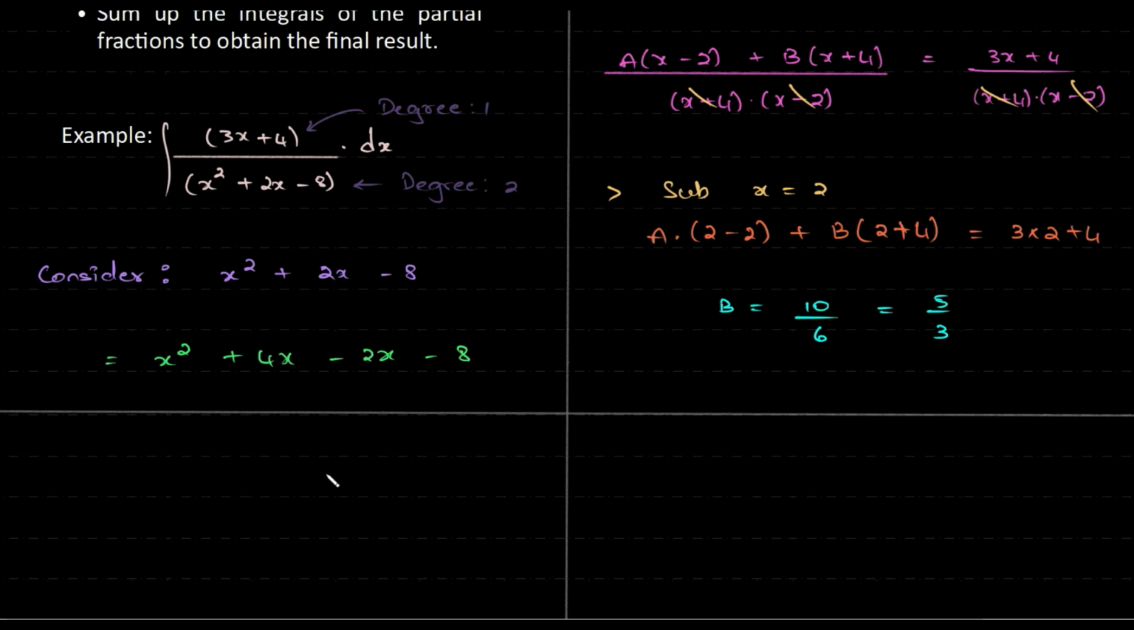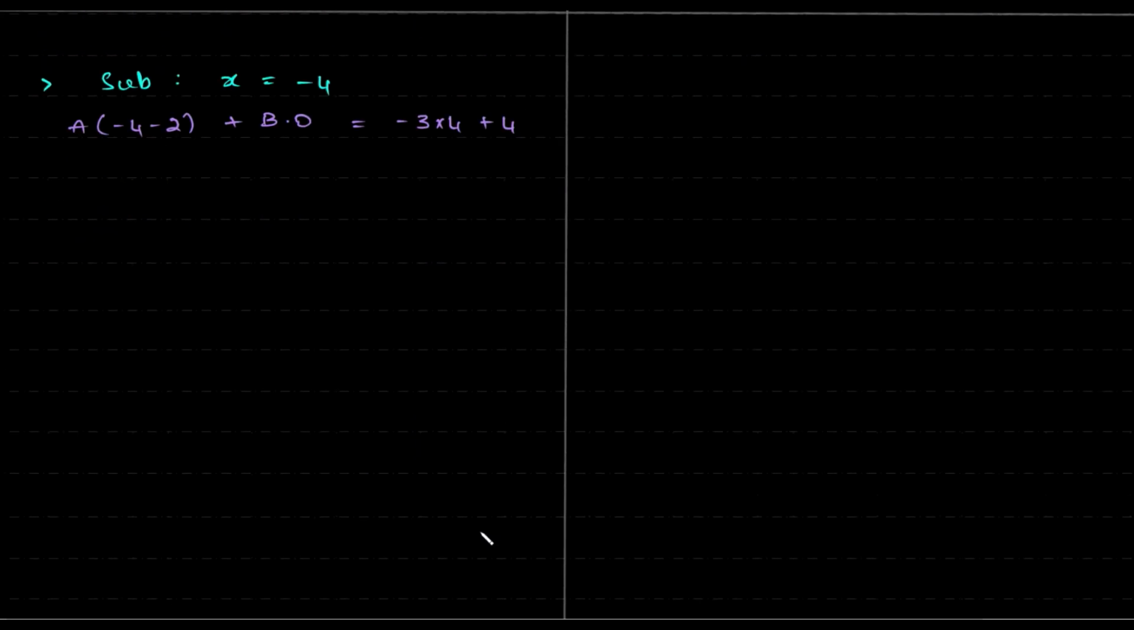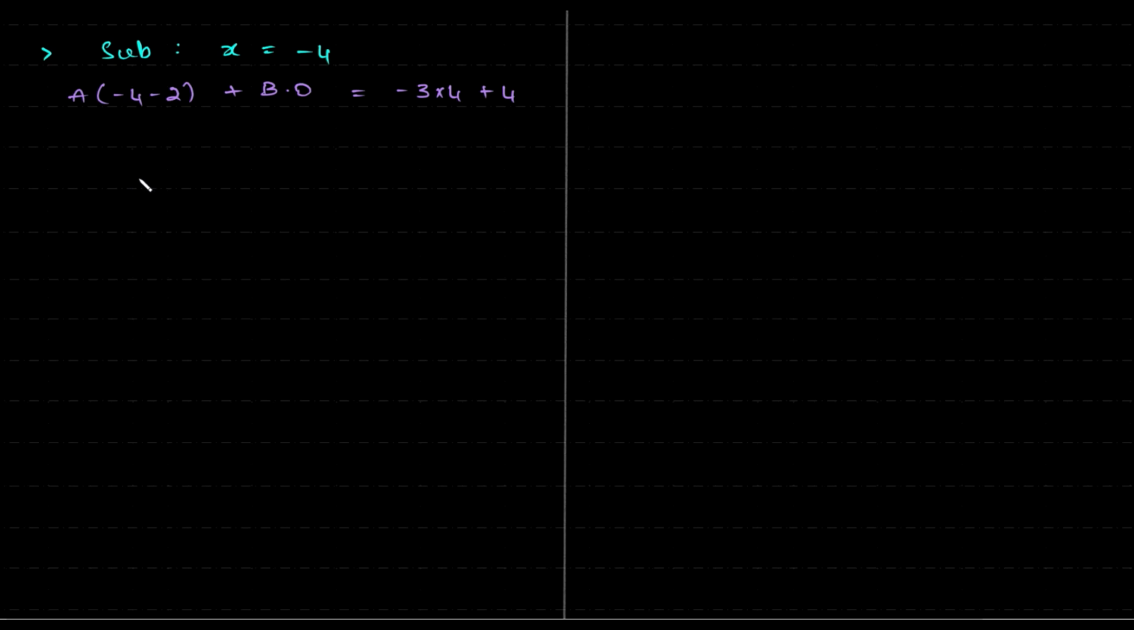And next is we need to solve for a. So we're going to substitute x is equal to, since we want a, I need to eliminate b, say minus 4. So that would be minus 4 minus 2 plus b into 0 minus 3 into 4 plus 4. Okay, that looks good. So this would be a is equal to, that is minus 12 minus 8 by minus 6.